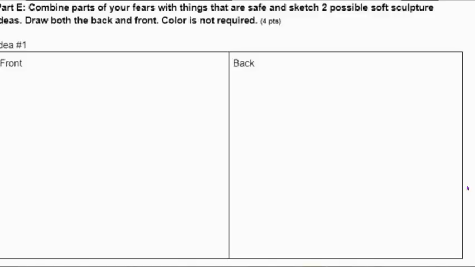On the back of your worksheet, you're going to combine parts of your fears with things that are safe and sketch 2 possible soft sculpture ideas. Draw both the back and the front. So keeping in mind our emoji practice, how there's a front and a back side. Draw what you would sew onto the front and what you would sew onto the back. Color is not required here, but you do need 2 possible ideas.